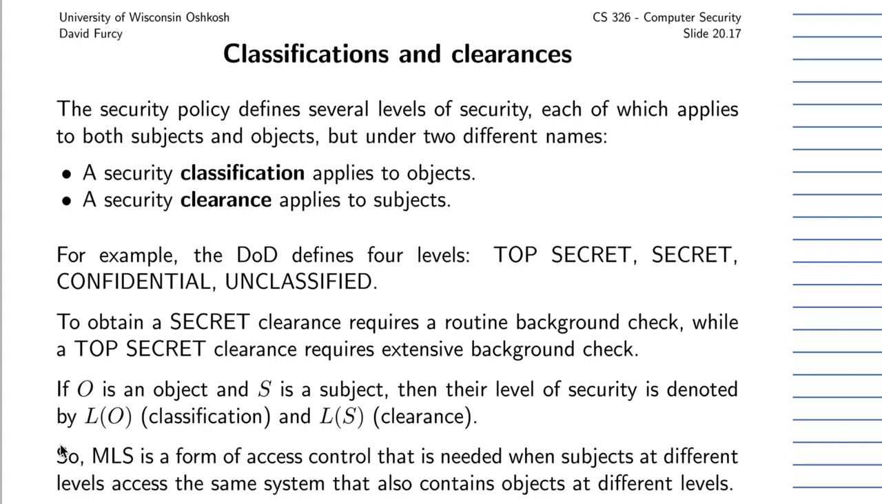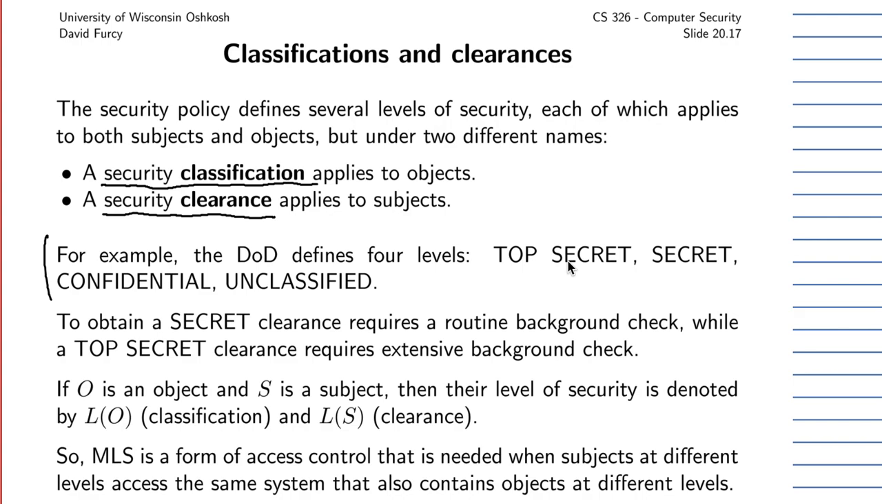But the interesting thing is, even though we use the same labels for objects and subjects, these labels are called differently. In the case of objects, the label is called a security classification, whereas in the case of subjects, the label is called a security clearance. This is a typical system used in a military organization. For example, in the US Department of Defense, they have four labels: unclassified, which is the lowest level of security, and then going up through the hierarchy, confidential, secret, and top secret. These are the labels that are assigned to the security levels.